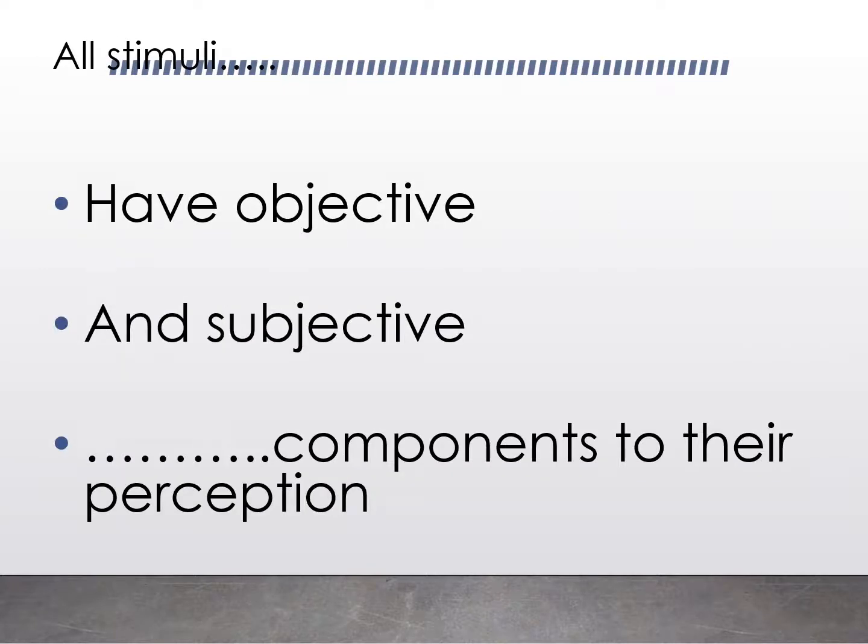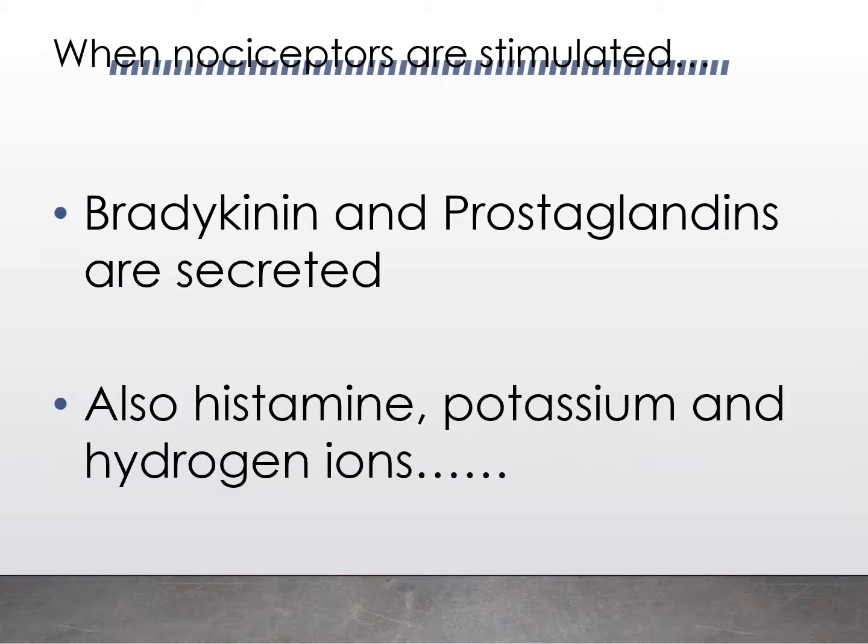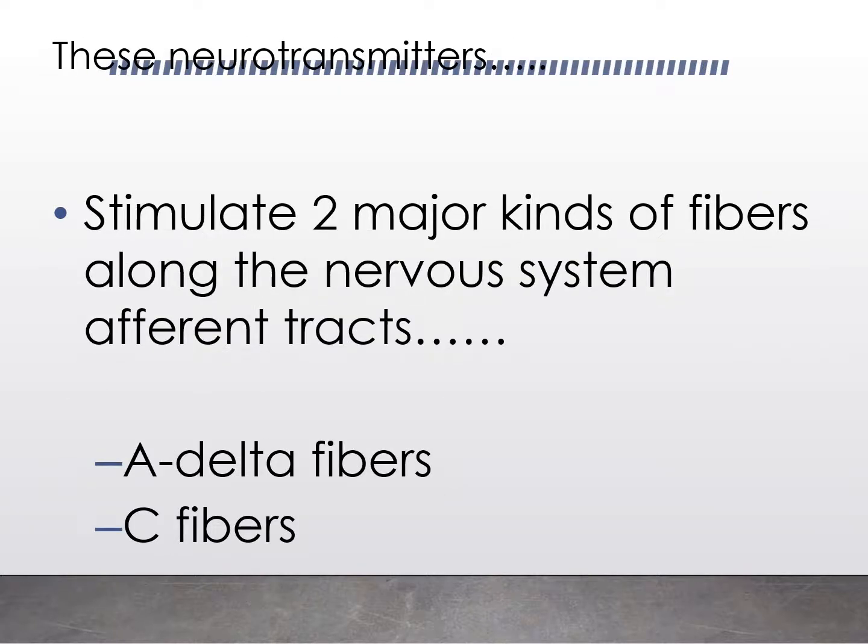Every stimulus that you experience has both objective and subjective components. So it's not just an objective phenomenon, it's also the person experiencing it that is critical to think about. When someone has some kind of noxious stimulus, nociceptors are stimulated, bradykinin and prostaglandins are secreted, usually histamine, potassium, and hydrogen ions as well. When those things happen, neurotransmitters are stimulated, and usually if it's pain, the two major tracts that are stimulated are what the scientists call the A delta fibers and the C fibers.